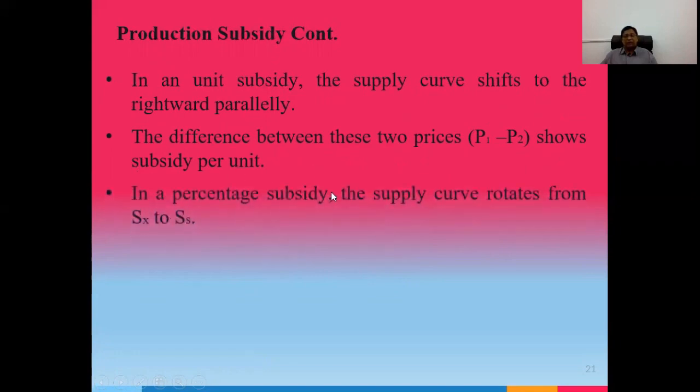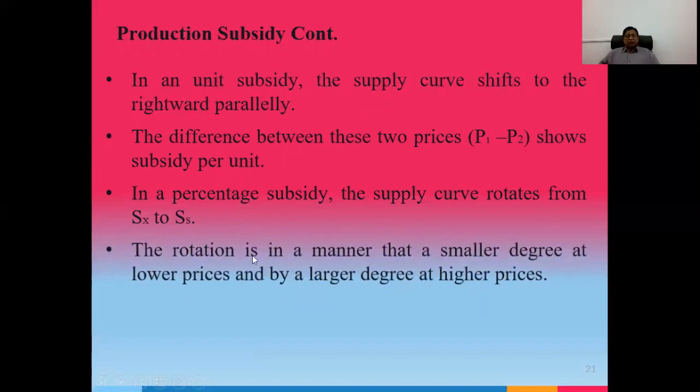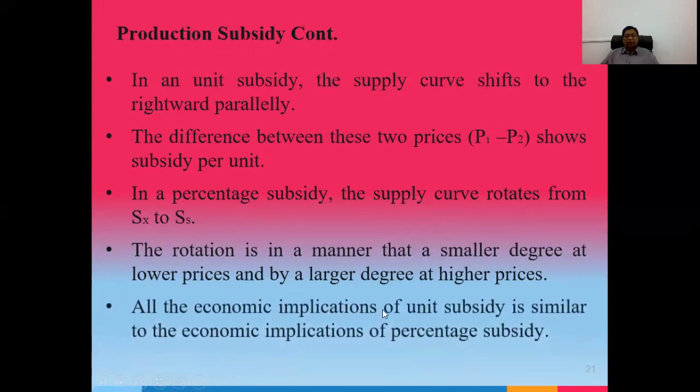In a percentage subsidy, the supply curve rotates from Sx to Ss as I showed earlier. The rotation is by a smaller degree at lower prices and by a larger degree at higher prices. All the economic implications of unit subsidy are similar to the economic implications of percentage subsidy, as we discussed earlier.